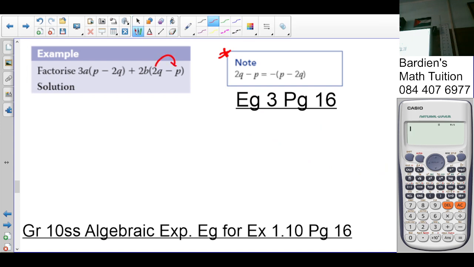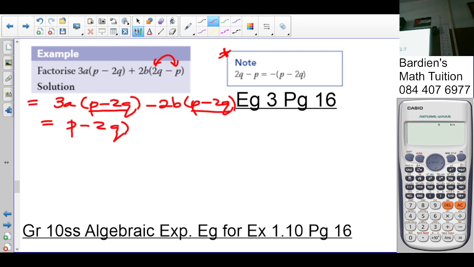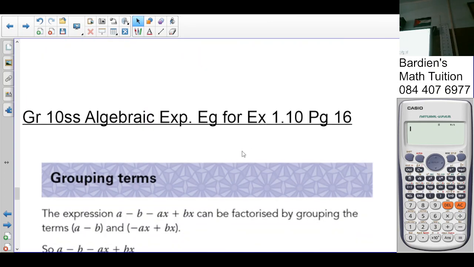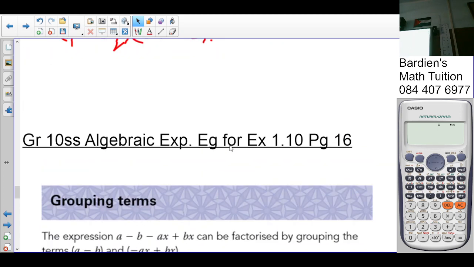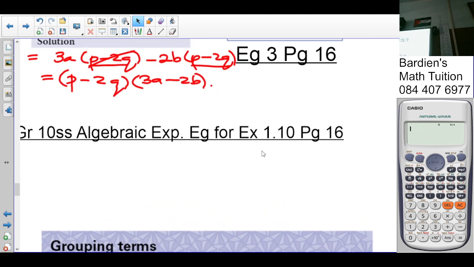So what I do is I swap this around, negative comes out, so it's 3a into (p minus 2q) minus 2b into (p minus 2q). So what is now common? We got (p minus 2q), which is a common factor, common bracket. Then we are left with 3a, we take it out, minus 2b. Okay. And I think that is in the examples for the next exercise. Okay, so with that you should be able to do exercise 1.2.